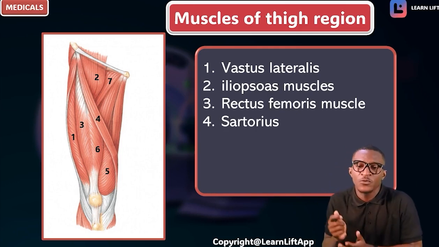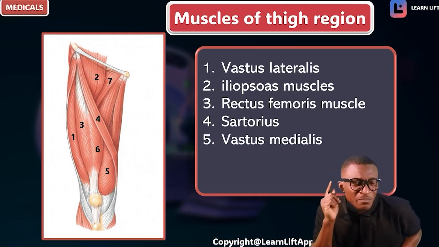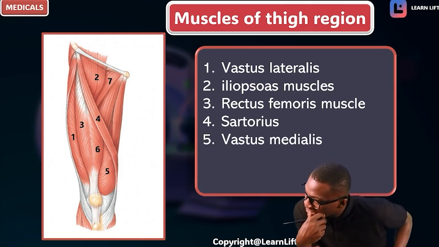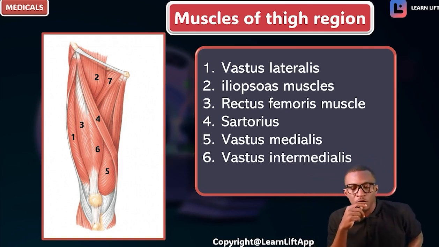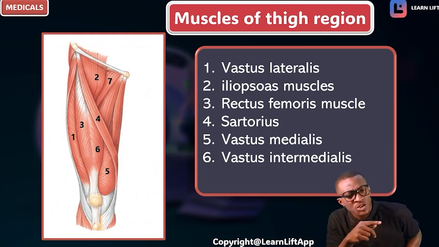What was muscle number 5? I'm waiting for you. That guy in green, what was it? God bless you. It is called the vastus medialis. What was muscle number 6? The vastus intermedius. Correct. What was muscle number 7? That's the pectineus muscle, correct.